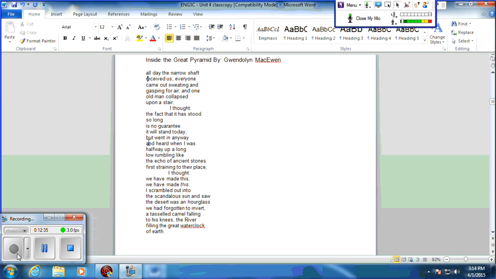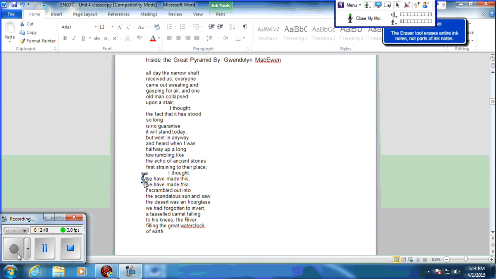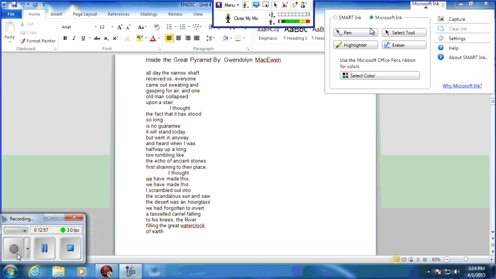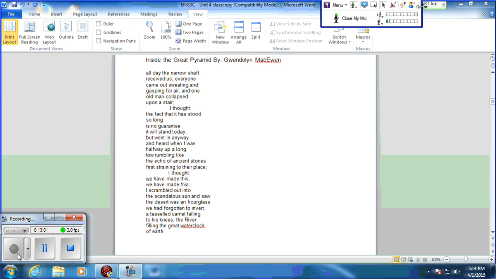So as we read through this, one thing that jumped out to me right away is it says, "we have made this. We have made this." So that's an example right there of repetition. Right below that, the scandalous sun. Well, scandalous is a human emotion, so right there, scandalous sun would be personification. So we have 2 of 4 identified right away, just from those lines there.